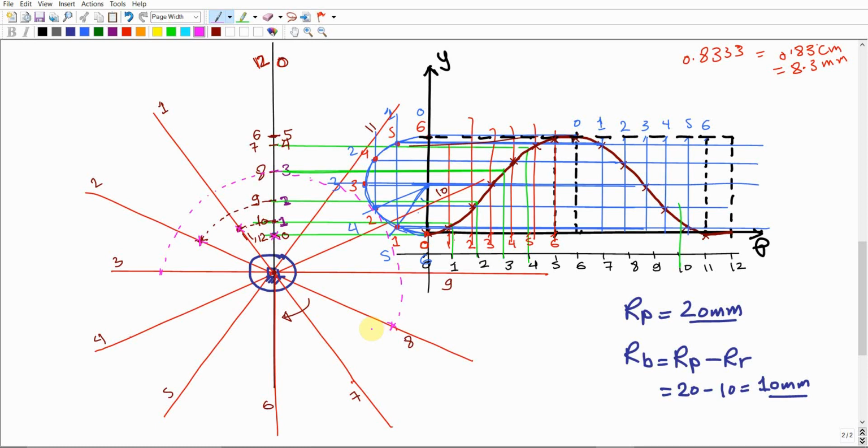Make sense? So your objective is just to locate some points starting from the 0 point. Then we're going to have point 1. This is going to be point 2 and point 3 and point 4 and so on. Make sense?